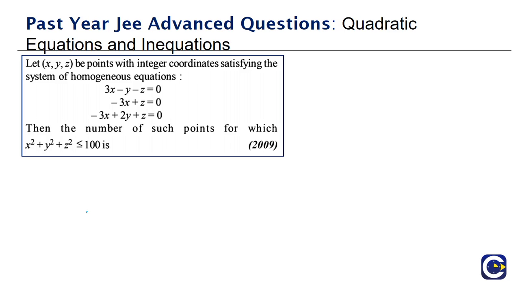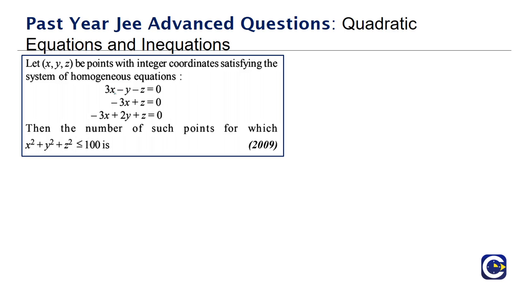Let x, y, z be the integer coordinates satisfying the system of homogeneous equations 3x minus y minus z is equal to 0, minus 3x plus z is equal to 0, and minus 3x plus 2y plus z is equal to 0, then the number of points such that x square plus y square plus z square is less than or equal to 100 is. So until now we did the multiple answer questions with more than one correct answer. In this chapter we don't have any previous advanced questions on matrix matching, so we are going into the integer type questions. This is an integer type question.